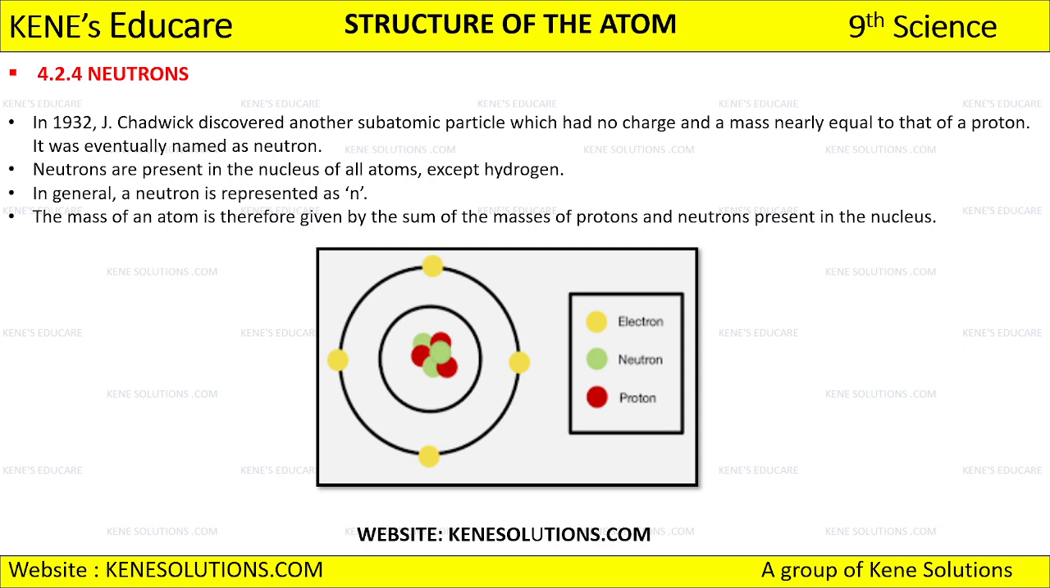In general, a neutron is represented by a small n, and the mass of an atom is given by the sum of the masses of protons and neutrons present in the nucleus. So I hope now you know some information on neutrons.